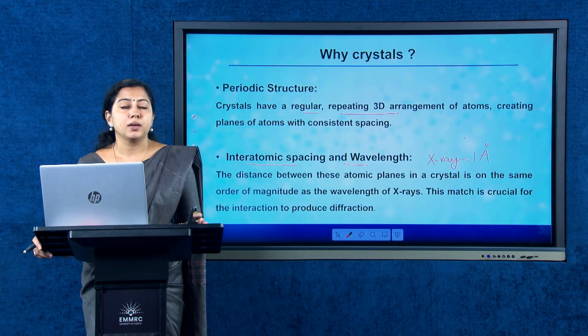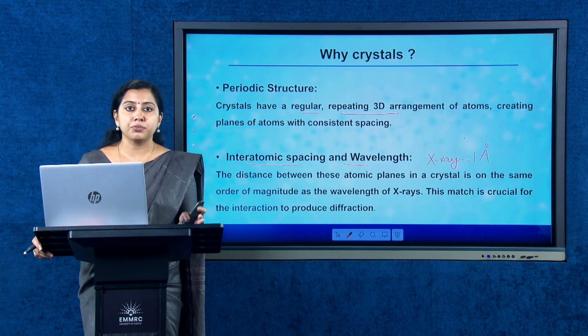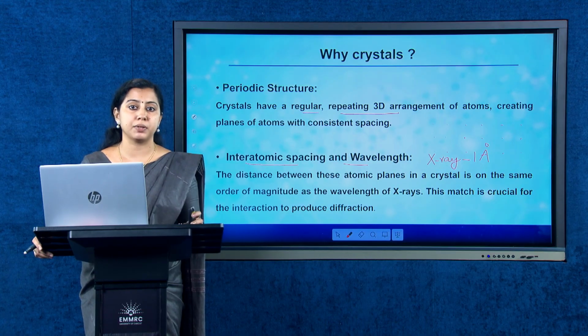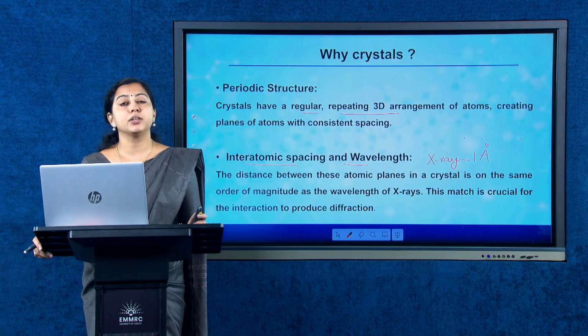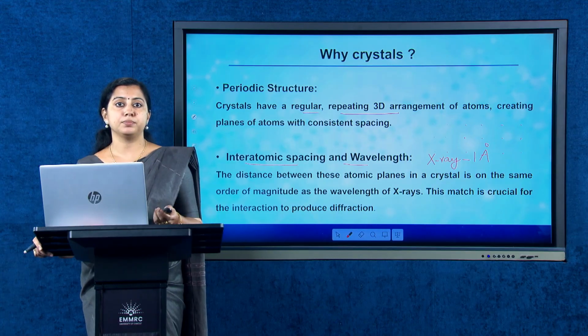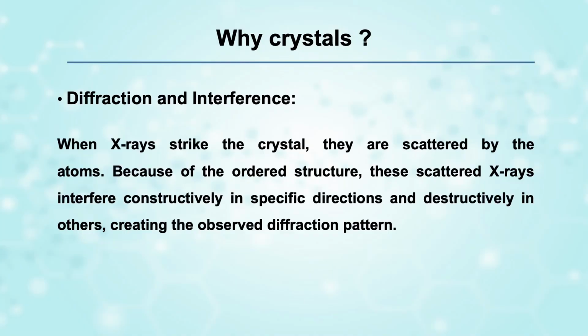So, this match between the wavelength of the X-rays and the interatomic spacing is crucial for the interaction to produce diffraction. When X-rays strike the crystal, they are scattered by the atoms. Because of this ordered structure, these scattered X-rays interfere constructively in specific directions and destructively in other directions, creating the observed diffraction pattern.